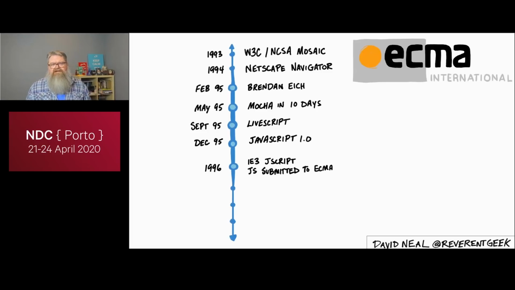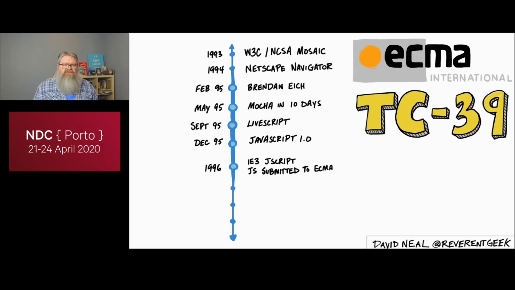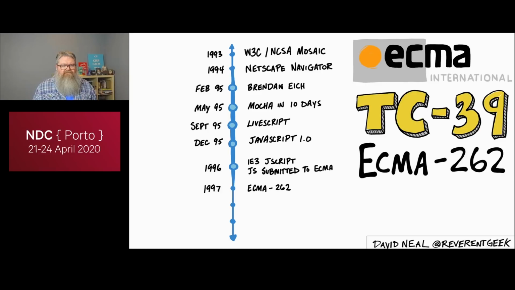And ECMA takes on the project, and they form what's called the TC39. This is the Technical Steering Committee for the JavaScript language. And eventually, after a little while of work, the TC39 creates a document called ECMA 262. ECMA 262 is what we have. It's what continues to evolve to this day. It is the formal language spec for the JavaScript language.